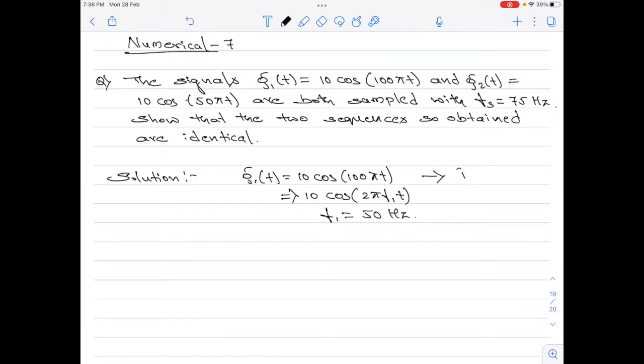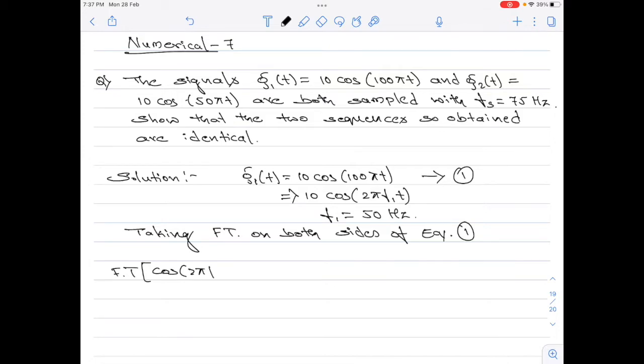Let me call this equation 1 now. Since we are asked to find the spectra, we are supposed to take the Fourier transform of equation 1 on both sides. So, I will write, taking Fourier transform on both sides of equation 1. Now, you should note that the Fourier transform of cos 2 pi f1 t is equal to 1/2 into delta of (f minus f1) plus delta of (f plus f1). This is a standard formula.